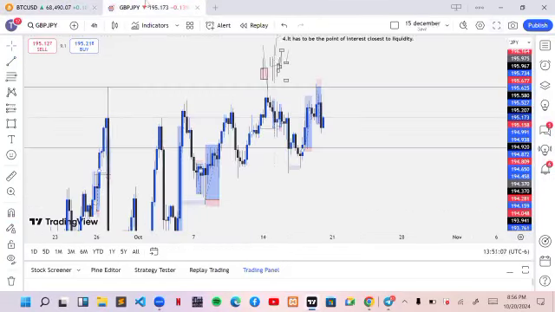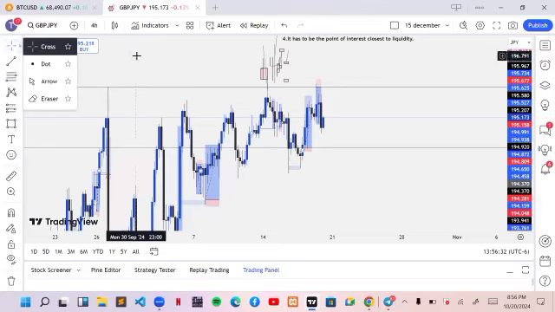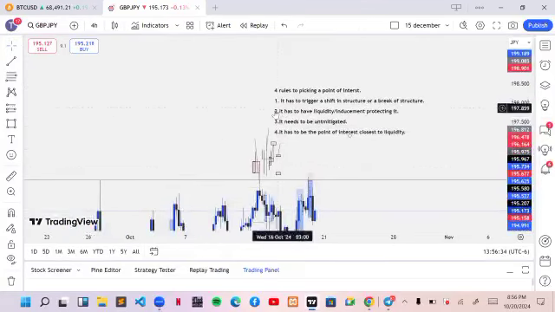So just make sure that it obeys these four rules right here. These four rules: the structure shift has to have liquidity, it needs to be unmitigated, and it has to be the point of interest closest to liquidity. Once you follow these four rules, it will tell you whether to pick your point of interest from a breaker block or whether to pick your point of interest from your other block. That's just it.